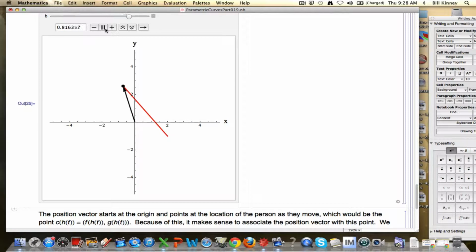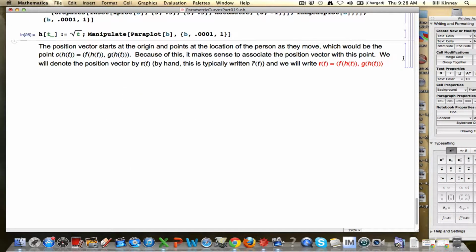And the black arrow pointing at the dot, going from the origin to the dot, is called the position vector for the motion. It makes good sense to start this position vector at the origin and have its tip be at the location of the person as they move. That makes good physical sense. So we keep a position vector to start at the origin and point at the location of the person as they move. Where is that point? Based on the function notation I've been using, it's this point right here. Go back and look at some old videos to see the meaning of these functions, f, g, h, and c.